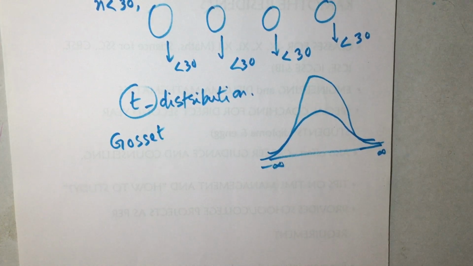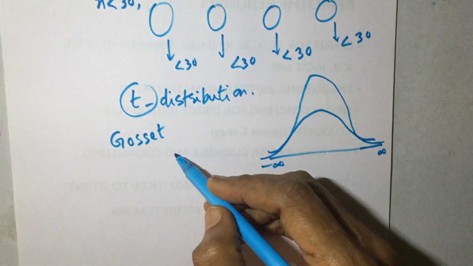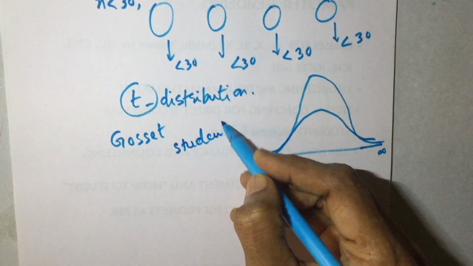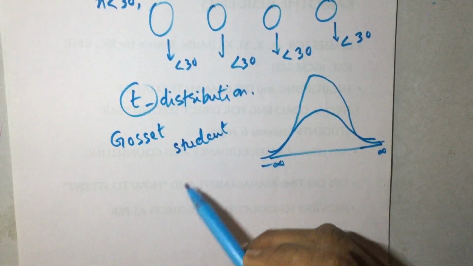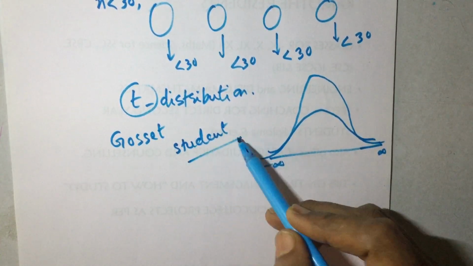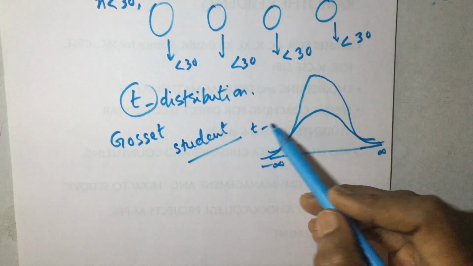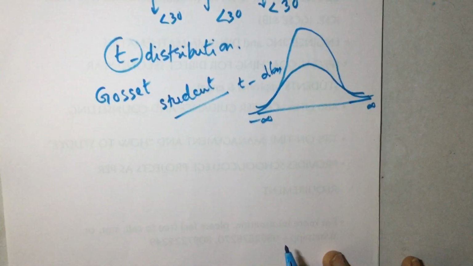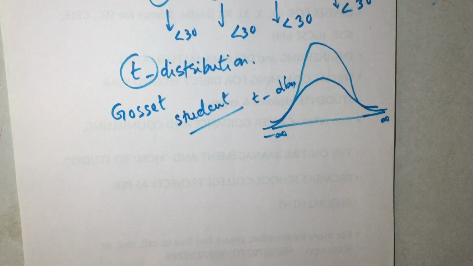Like that, he was such a man who did his research work being an employee of a brewery company in Dublin. He could not publish his work under his own name, so he adopted a pen name, Student. He published his research work under the name Student, and later it became famous as the T distribution. That was the history behind this T name. The T distribution is called so because it was published under the pen name Student.